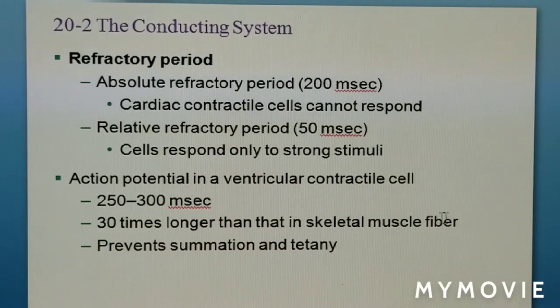Refractory period. The absolute refractory period, about 20 milliseconds. Cardiac contractile cells cannot respond. We can't have another contraction until that's over and the chemistry has built itself up again. Relative refractory period, 50 milliseconds. Cells respond only to strong stimuli. Action potential in a ventricular contractile cell, 250 to 300 milliseconds, 30 times longer than that in skeletal muscle fiber. Prevents summation and tetany.